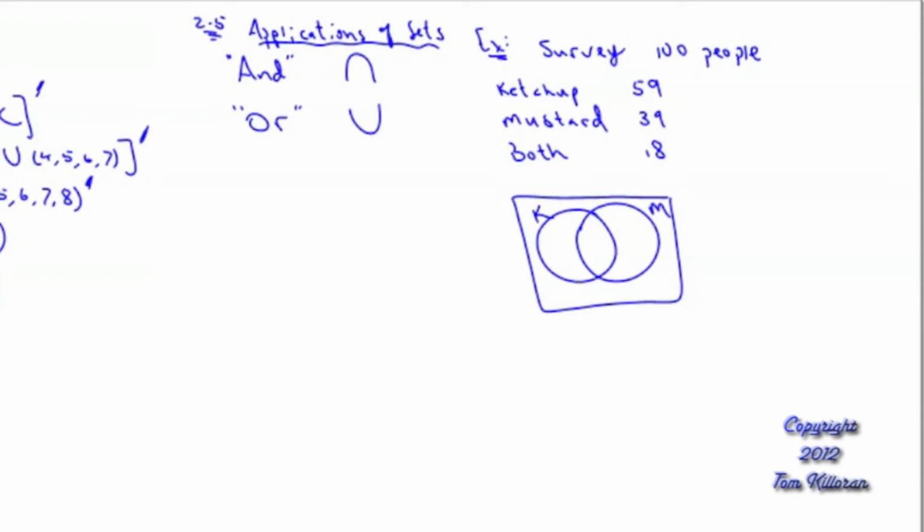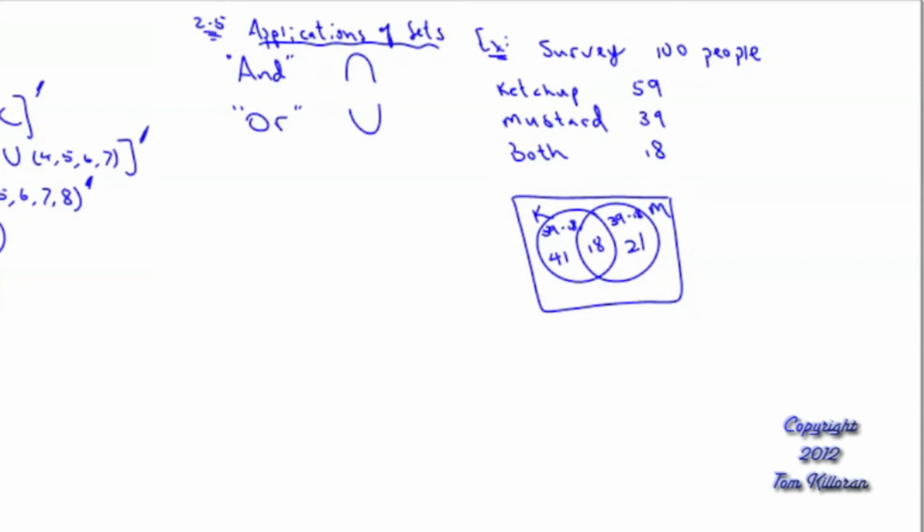And how do you start a Venn diagram? From the middle. You get 18 here. What's left for just ketchup? 59 minus 18, so 59 minus 18, better known as 41. So 41 people just put ketchup on their hot dogs. Just. All right, then the same thing for mustard. 39 of them use mustard, minus the 18 that we already have accounted for. What are we left with? 21.